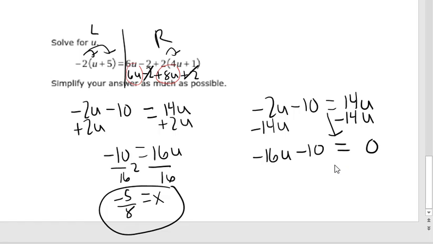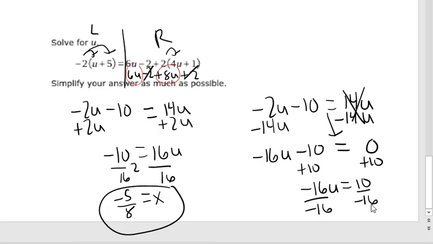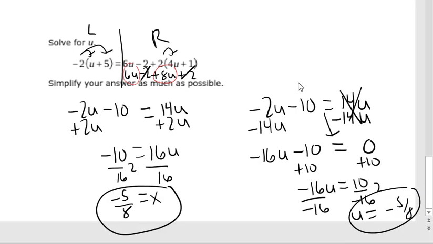You have to leave the equal sign exactly where it is, and then the 14u minus 14u leaves you with a 0. So you need to write that down. And then when you solve from there, you would add 10 to both sides. So negative 16u equals 10. Divide by negative 16. u equals negative 5/8. Either way, you get the same answer.